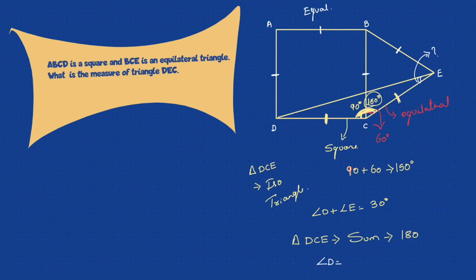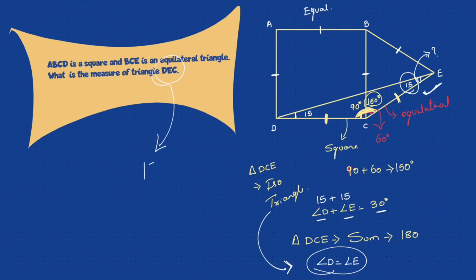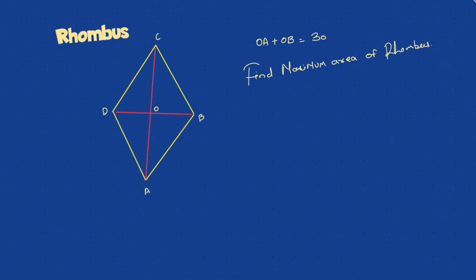It's quite simple. They will split up as 15 and 15, because I know D is equal to E. If D is equal to E and the sum of D and E is 30, they'll split up as 15 and 15. That's it. So my answer to this question is 15 degrees for angle DEC. I just applied the concepts of square and equilateral triangle. Let's see one more problem.